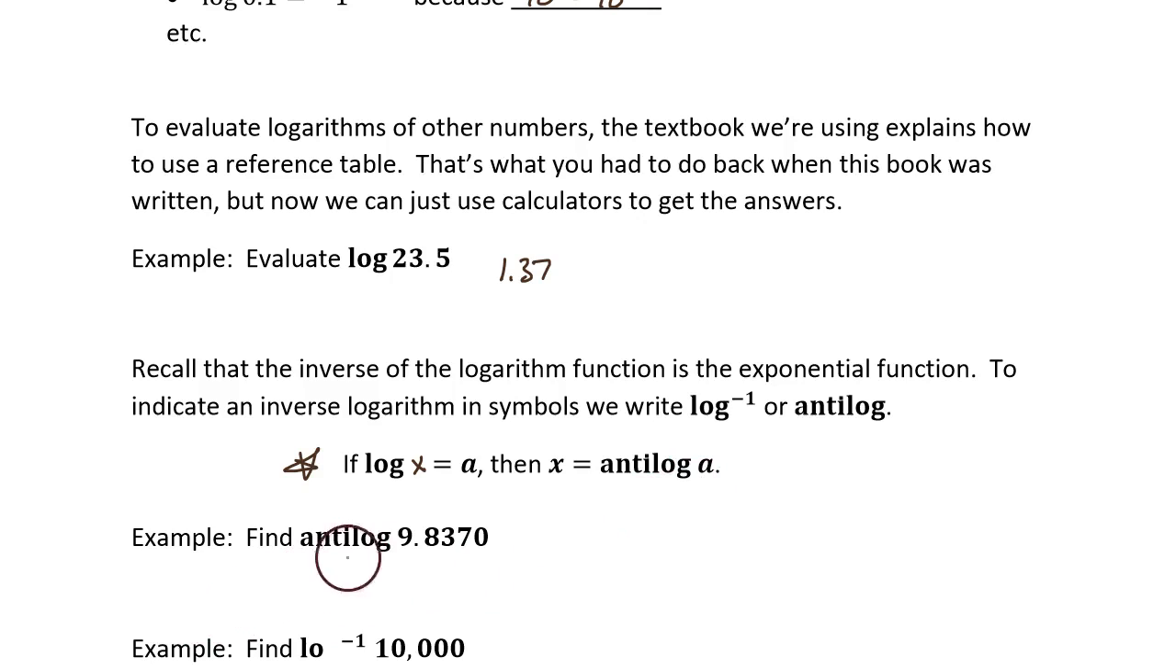Let's do an example. Find the antilog of 9.8370. Antilog means the same thing as log inverse, and that means the same thing as 10 to the x power. On our calculator, we have a button called 10 to the x. That's the button you use whenever you want to do an inverse log. It happens to be the same button on the calculator as the log button. It's just that you have to push the green key first.